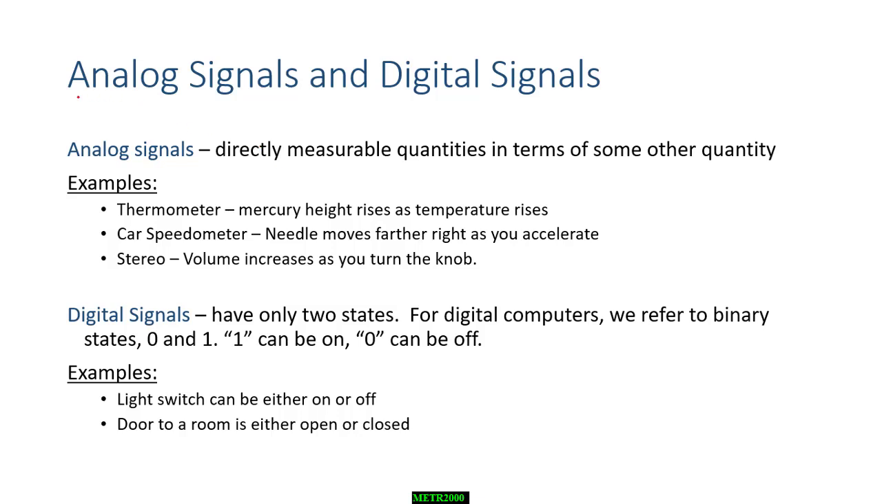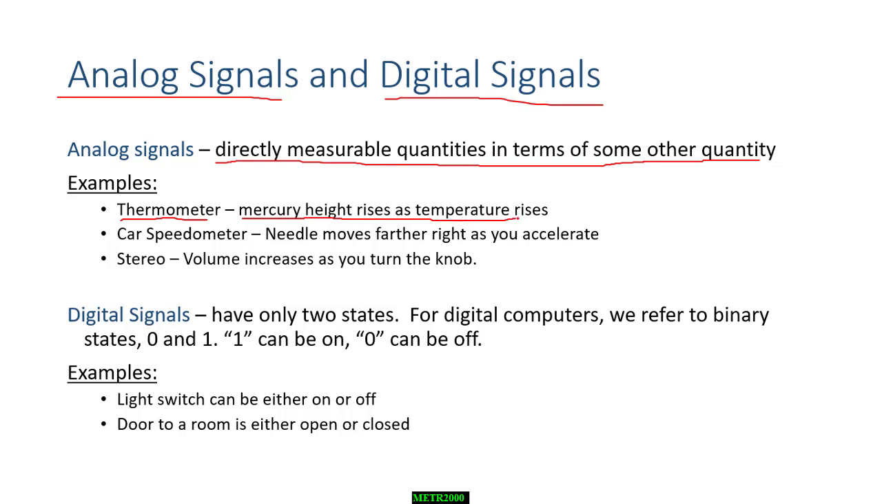So first of all, let's understand what an analog signal is and what a digital signal is. An analog signal has directly measurable quantities in terms of some other quantities. For example, the thermometer measures the mercury height, which rises as the temperature rises. The car speedometer measures the speed of the car, and the needle moves further to the right as you accelerate. The stereo volume increases as you turn the knob.